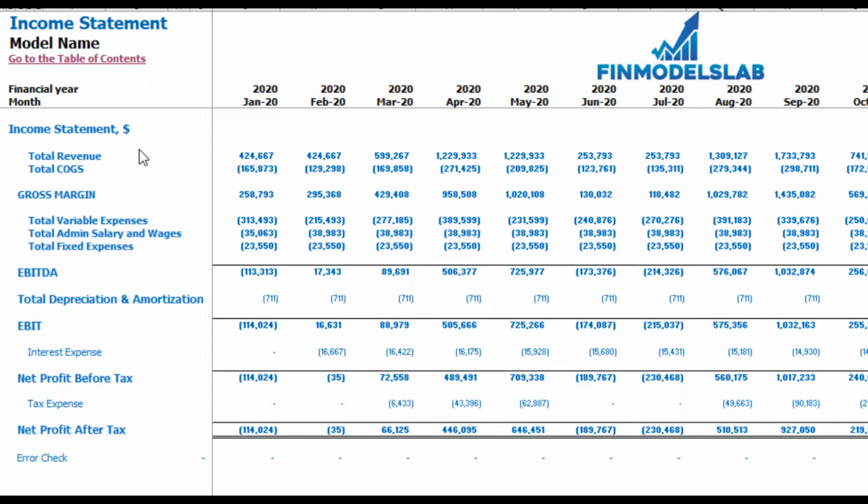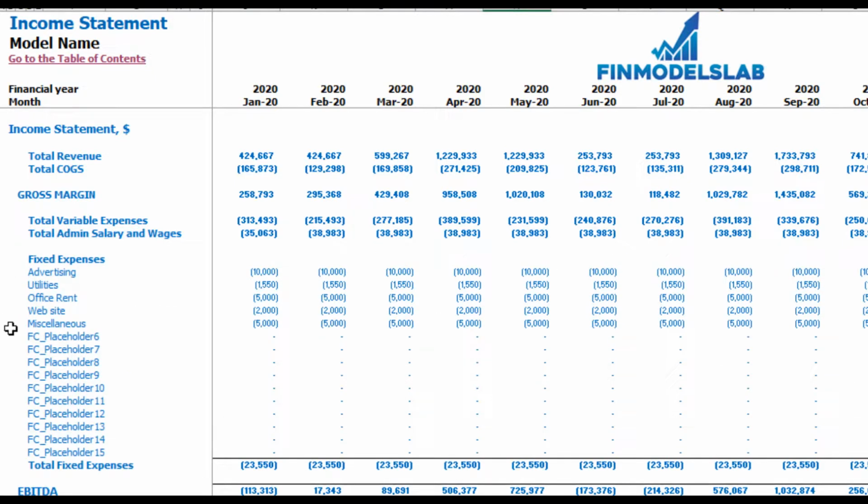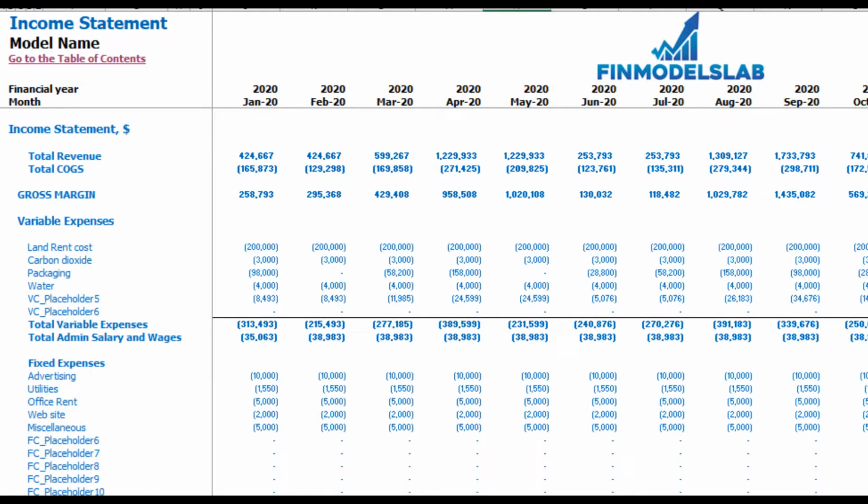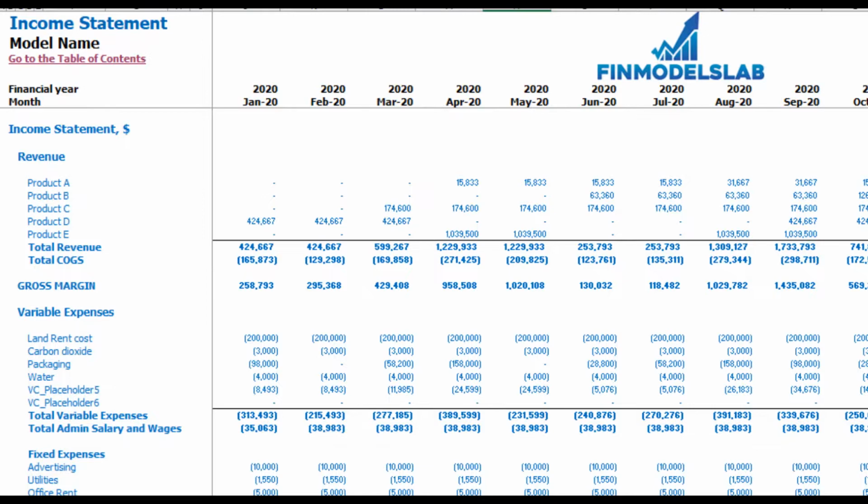On the Income Statement tab, you may see the main components of your profit and loss: total revenue, total cost of goods sold, gross margin, total variable expenses, total admin salaries and wages, total fixed expenses, EBITDA, depreciation and amortization, EBIT, interest expense, net profit before tax, your corporate tax, and as a result, net profit after tax. Please note that each category has its own subcategories, so you may click on this plus button and see the detalization, for example, for fixed expenses, or for variable expenses, or for the revenue.